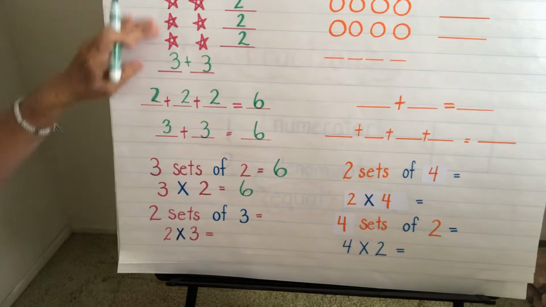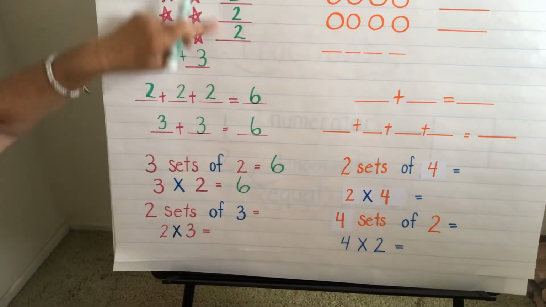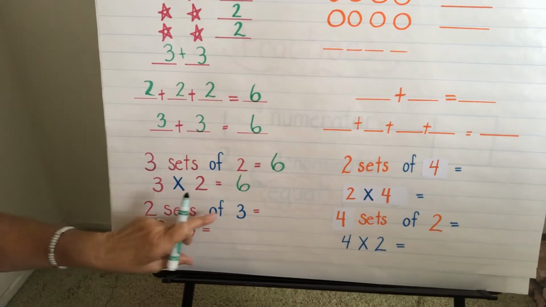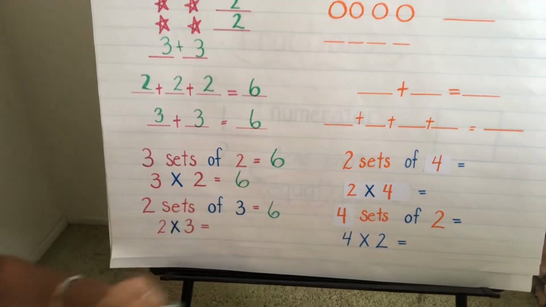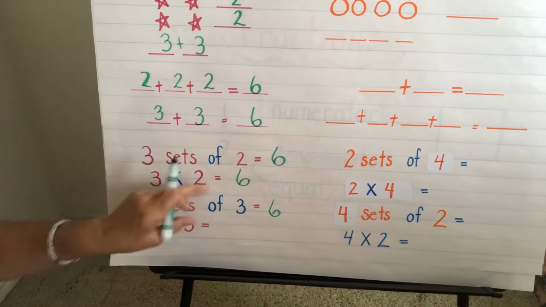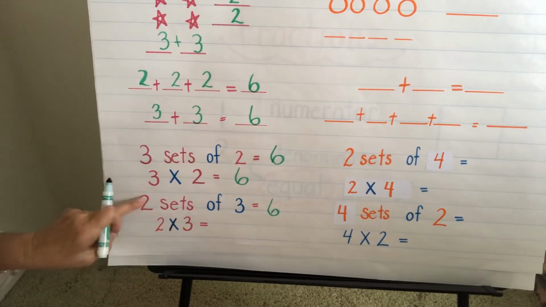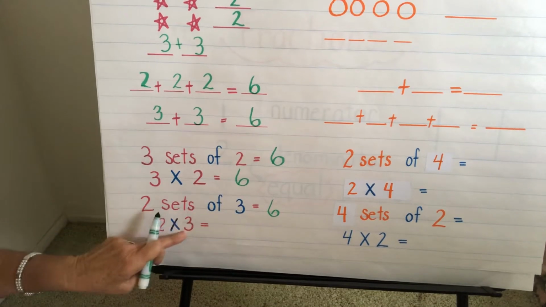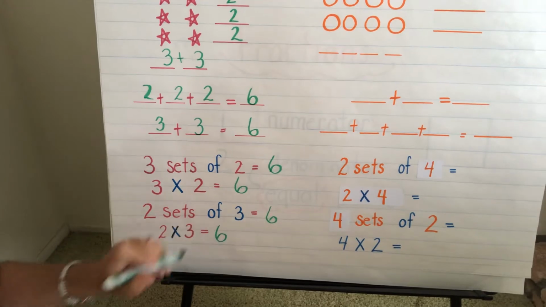Now, looking at it from this view, we've got 2 sets of 3. There's 1, there's 2. 2 sets of 3. And we said that equals 6. Well, remember, in math, the word of means that we multiply. So I take my 2 times 3, and 2 times 3 equals 6.